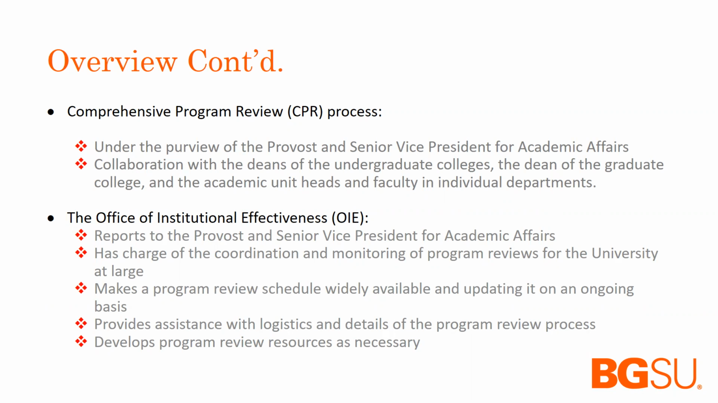The Office of Institutional Effectiveness, or OIE, reporting to the Provost and Senior Vice President for Academic Affairs, has charge of the coordination and monitoring of program reviews for the university at large. And this includes making a program review schedule widely available and updating it on an ongoing basis, providing assistance with logistics and details of the program review process, and developing program review resources as necessary.